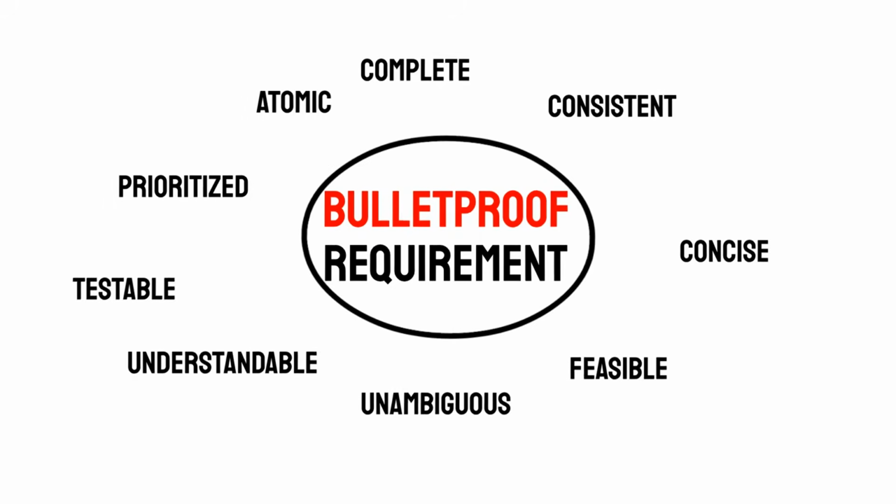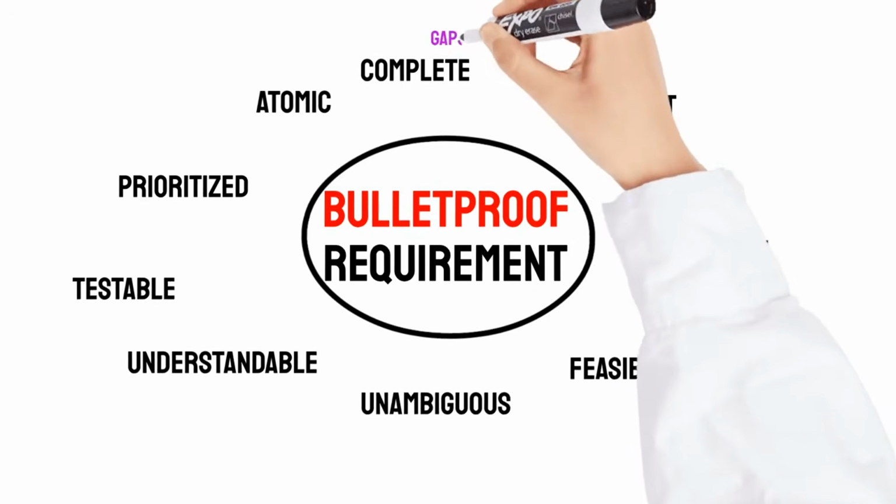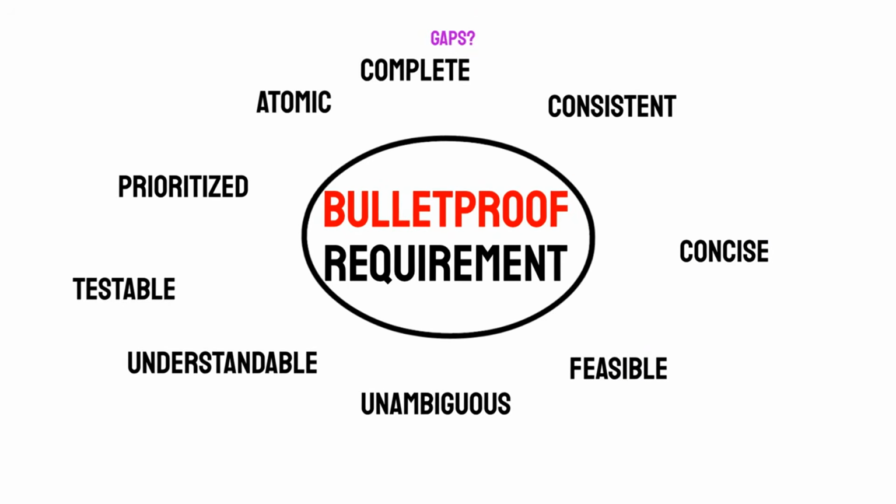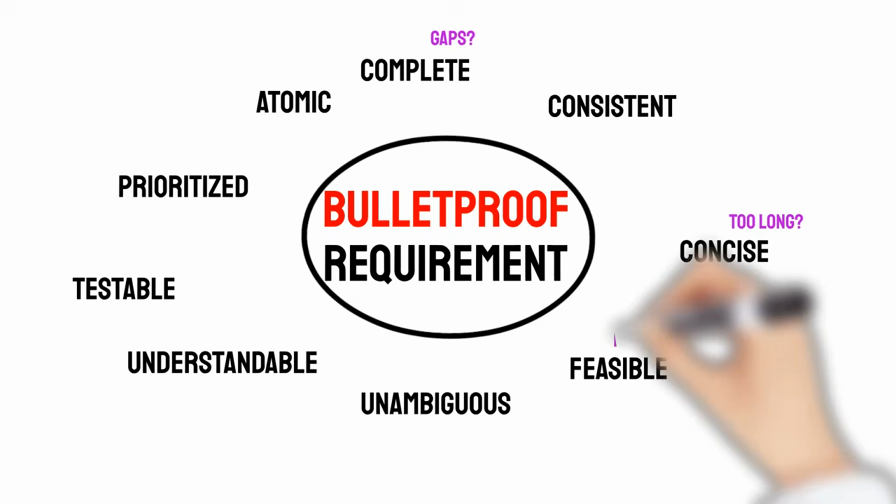Atomic means the bulletproof requirement can stand on its own and it's not mixed with another requirement. Complete, as you might know, are there any gaps in this requirement from a logical perspective? Consistency is if you have multiple requirements, you want to make them consistent so they look kind of like each other. Being concise is key because you don't want to have requirements which are so long you don't want to read them anymore. So be concise.